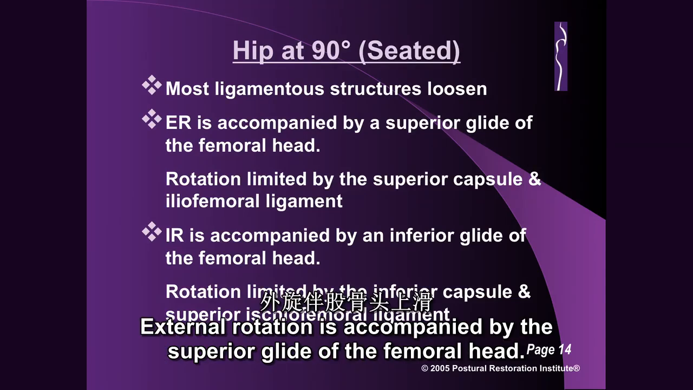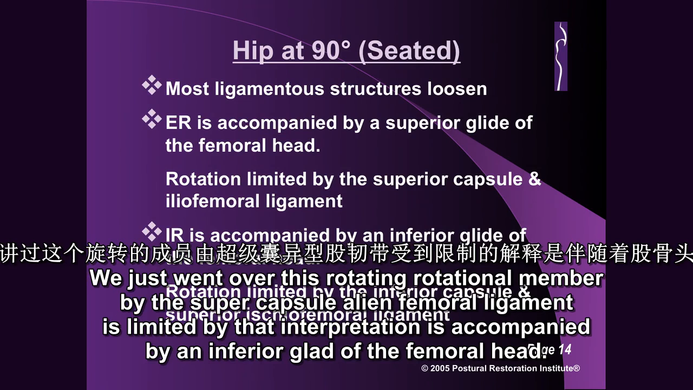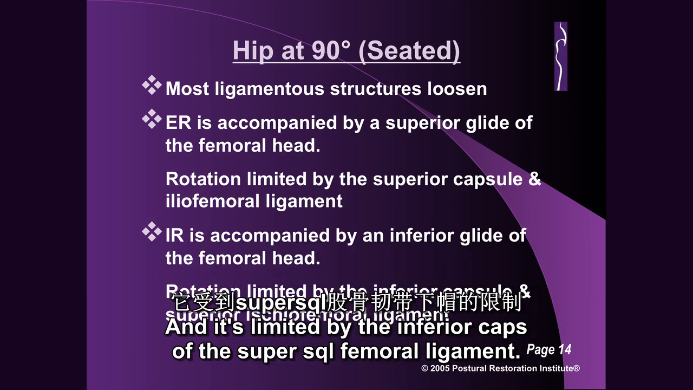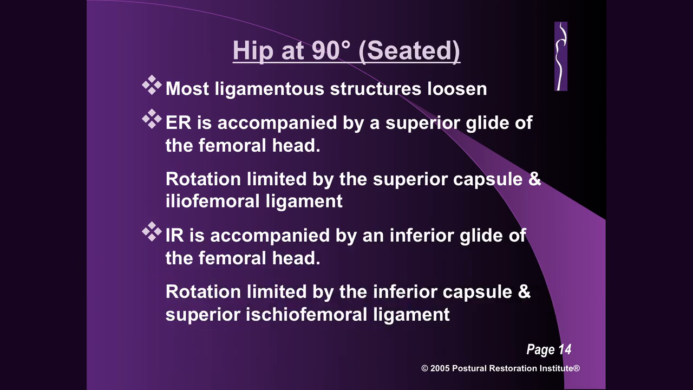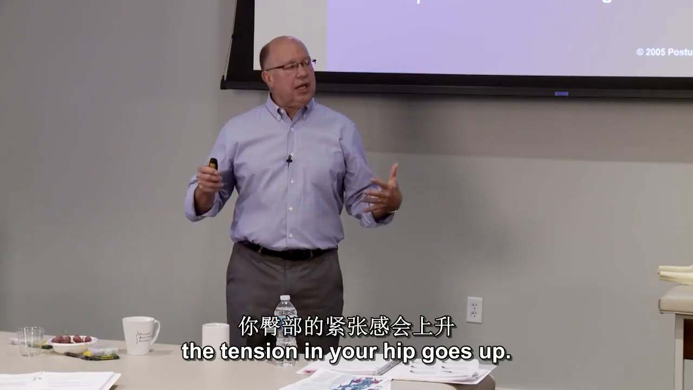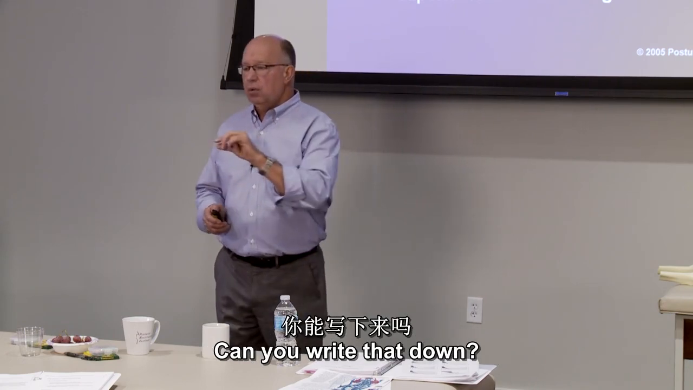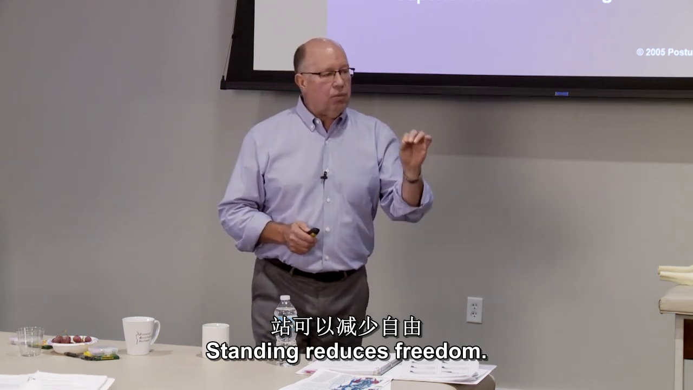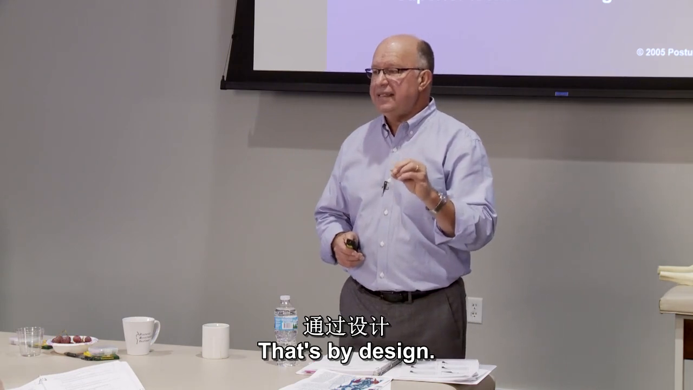External rotation is accompanied by the superior glide of the femoral head. We just went over this. Rotation is limited by the superior capsule, the iliofemoral ligament. Internal rotation is accompanied by an inferior glide of the femoral head, and it's limited by the inferior capsule and the superior ischiofemoral ligament. When you stand, the tension in your hip goes up. Can you write that down? Standing reduces freedom. That's by design.